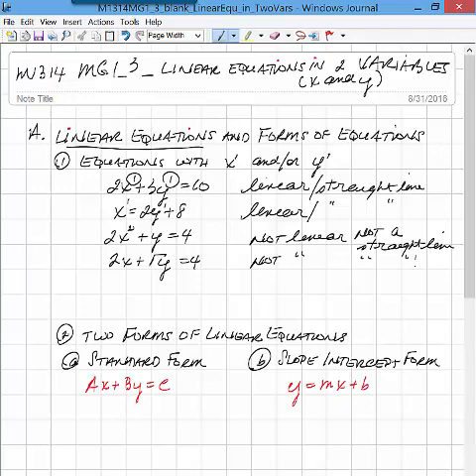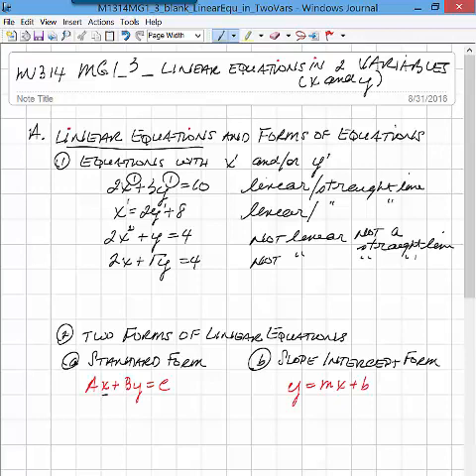So in this section we're only talking about linear equations such that if you ever graphed it, it would graph as a straight line. Now there are two ways to write a linear equation, two forms of a linear equation here in number 2. The first way, written here in red, is standard form. Ax plus By equals C.